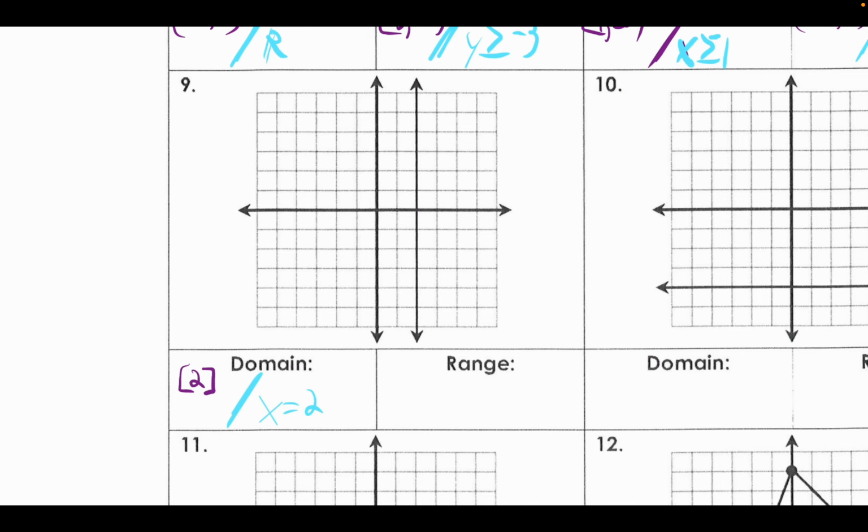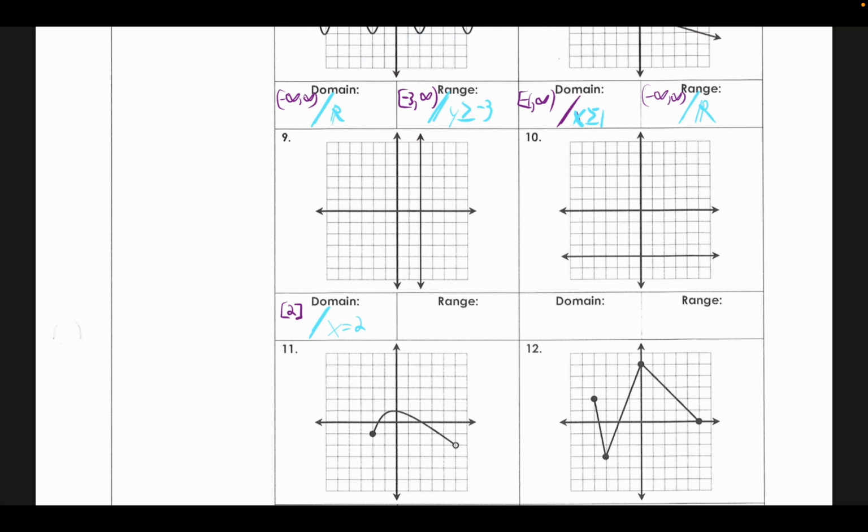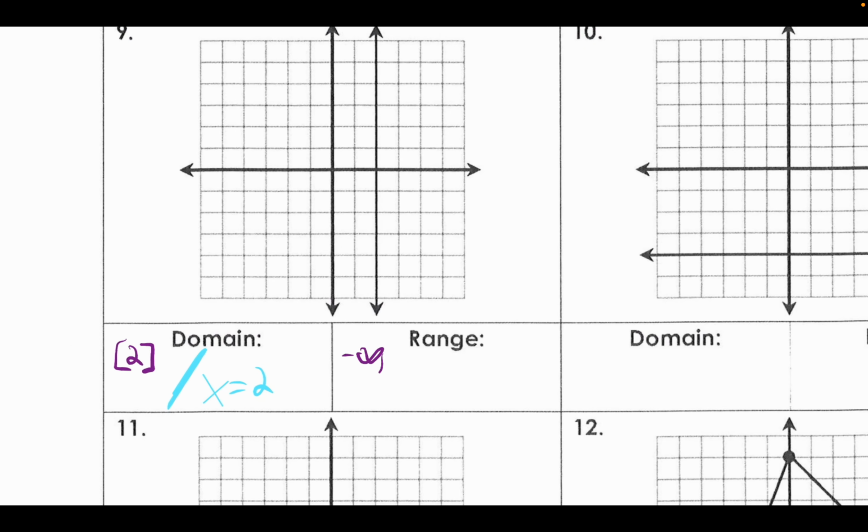The range, it goes down forever and up forever, though. So the range is pretty normal for what we've had so far, which is -infinity comma infinity, not an uncommon one to us by now, or the double line R.